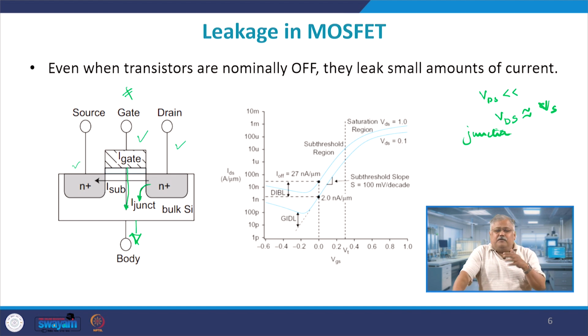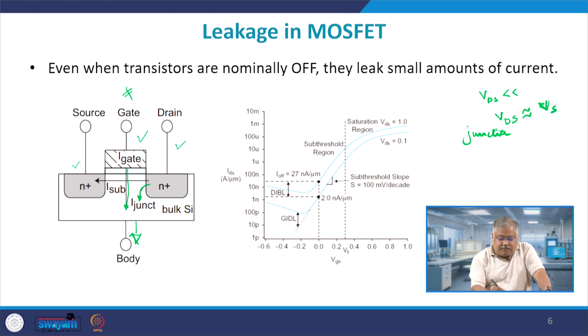Source to substrate it will not flow, because source and body are almost always at the same potential. However, there will be another component which is gate to body, which is direct tunneling through the oxide layer if the oxide layer goes very thin, and there will be a subthreshold current flowing from drain to source. Look at the right hand side figure.